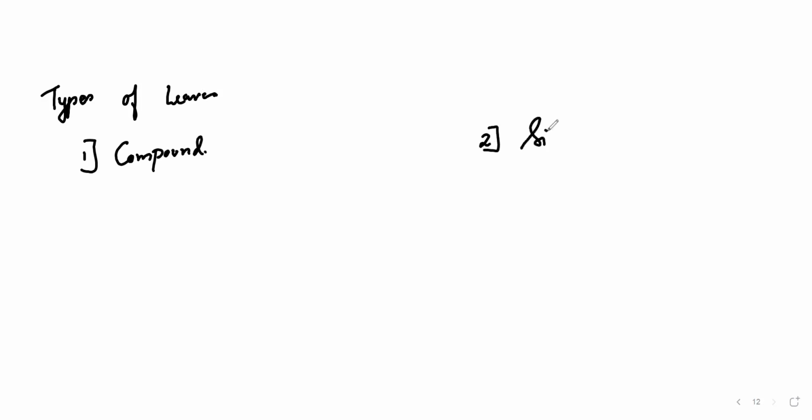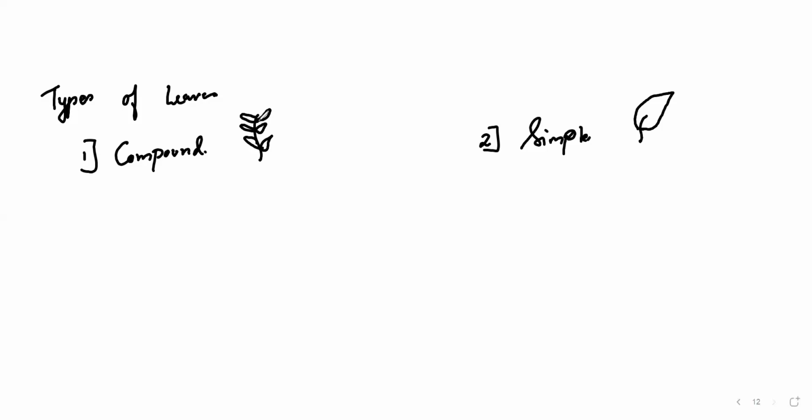Fine. So next one is what? The types of leaves. Now basically two types of leaves are present. One is called compound and another one is called simple leaf. Simple leaf means just one leaf like this will be present, whereas compound leaf means many leaves will be present like this. So this is called compound and this is called the simple leaf.